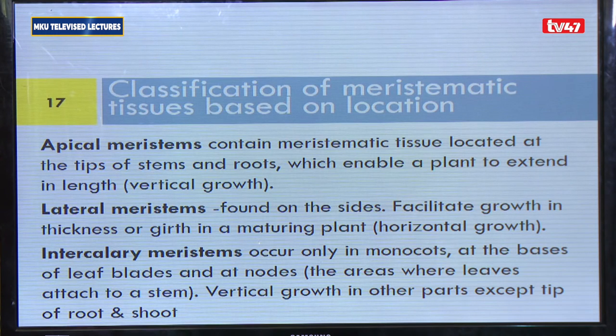Now, these meristems cause an increase in length as far as plant growth is concerned. Because they cause an increase in length at the tip of the shoot and the root, they cause vertical growth in the plant. The kind of growth caused by the apical meristems is referred to as primary growth, the initial growth that takes place in any given plant.